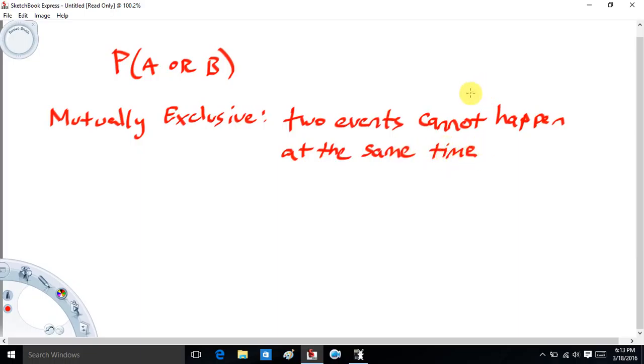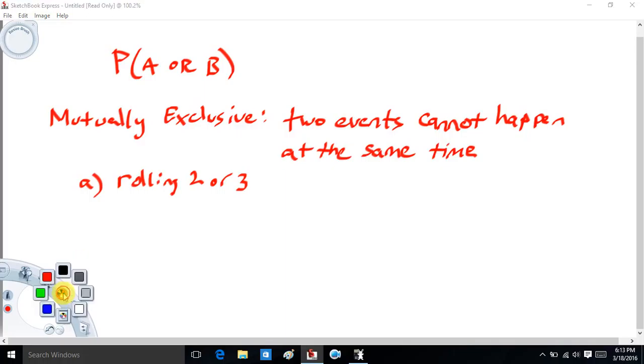Okay? So let's do an example. Rolling a 2 or a 3. Is that mutually exclusive? Can we roll a 2 and a 3? No. You can't roll a 2 and a 3 at the same time, so these are mutually exclusive.